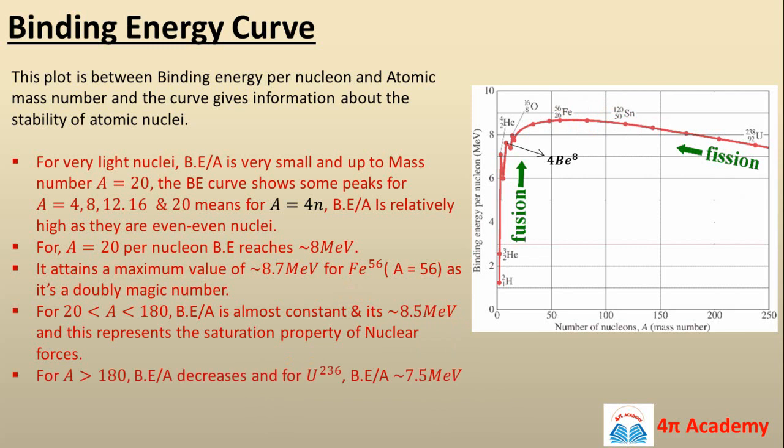If you move further, that means for heavy nuclei, like uranium 236, the binding energy per nucleon decreases for A greater than 180. Means for heavy nuclei the binding energy per nucleon is nearly 7.5 million electron volt. So for nuclei having intermediate mass number, the binding energy per nucleon is higher as compared to the heavy nuclei.